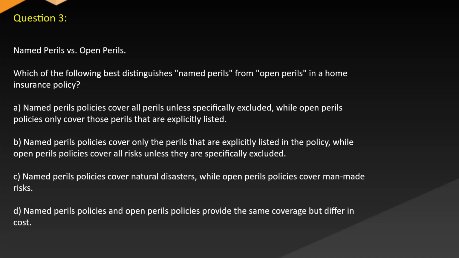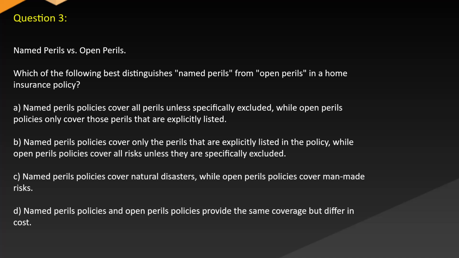Question 3. Named perils versus open perils. Which of the following best distinguishes named perils from open perils in a home insurance policy? A. Named perils policies cover all perils unless specifically excluded, while open perils policies only cover those perils that are explicitly listed. B. Named perils policies cover only the perils that are explicitly listed in the policy, while open perils policies cover all risks unless they are specifically excluded.